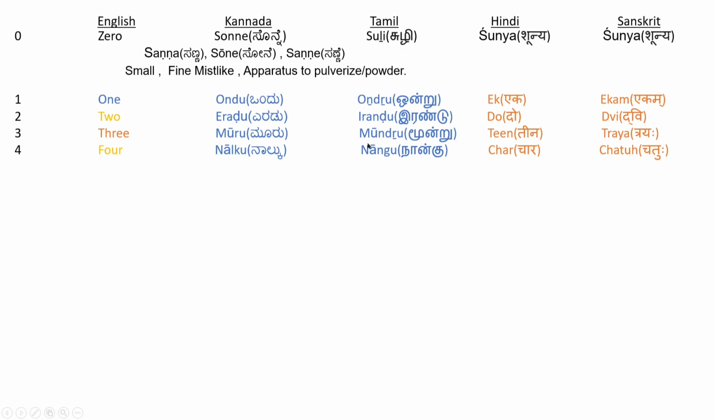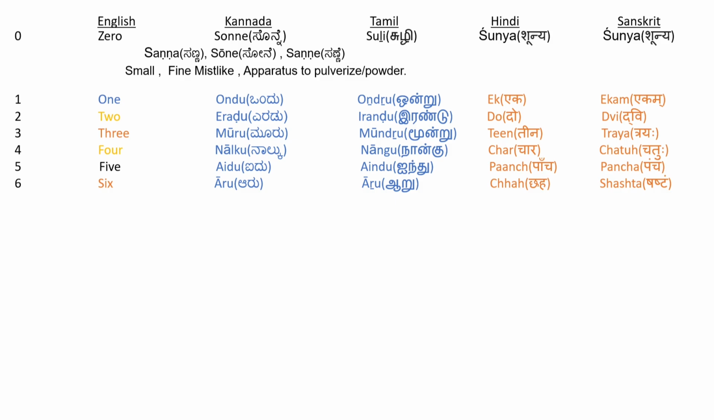So roughly we can see that Kannada and Tamil have very close sounding words. Similarly, Hindi and Sanskrit have close sounding words to each other. Sometimes English has words similar to Dravidian, sometimes it has words similar to Sanskrit. So this 3 in English is pretty close to traya or teen in Sanskrit and Hindi. Now 5: in Kannada it's aidu, in Tamil it's aindu.